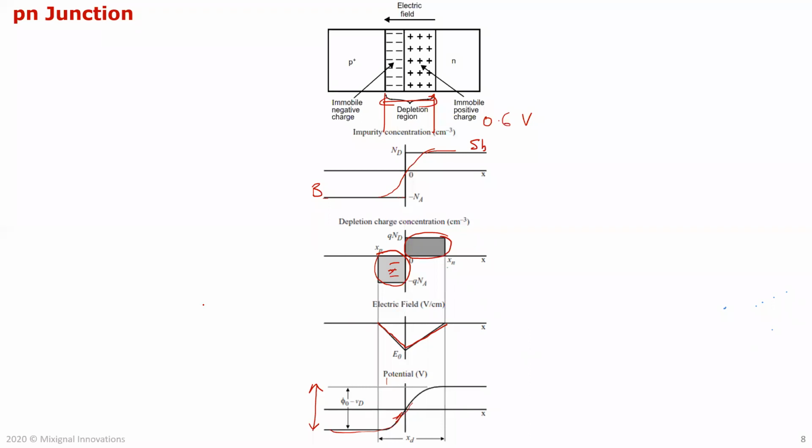Sir, here we can see that the depletion region is wider towards the less doped region. Sir, could you please explain why? Okay. So the question is, by the way, Satabdi, did I answer your question?